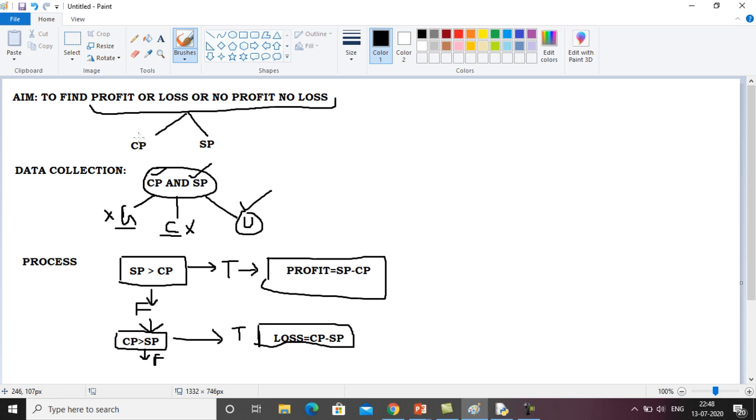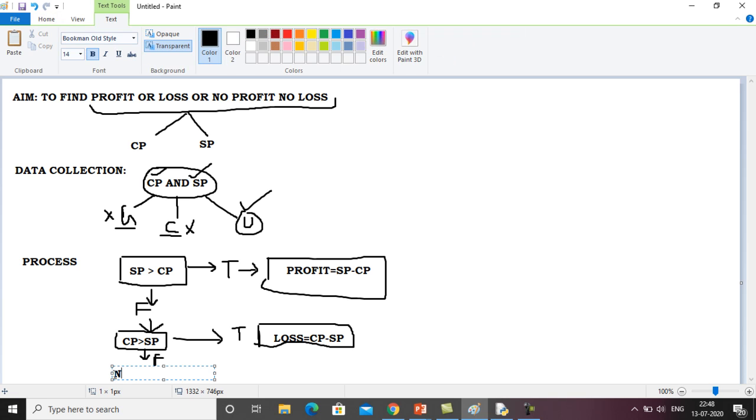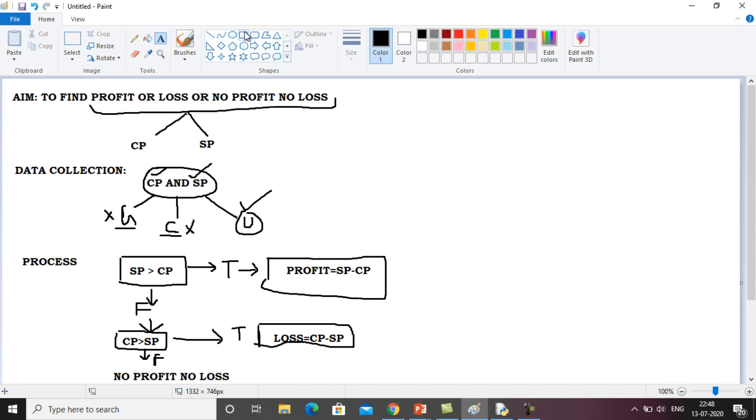Okay, if a person purchases an item at a cost price of 500 rupees and sells that item at a selling price of 500 rupees, it means the cost price and selling price are equal. Then what will happen in that case? In that case we have to show a message that says no profit, no loss. So we have to tackle this situation like this, right? Because as per the question given, we have to show either profit or loss, or a no profit or no loss situation.